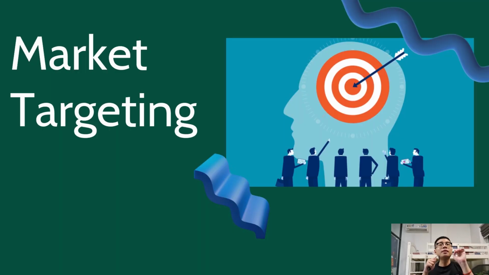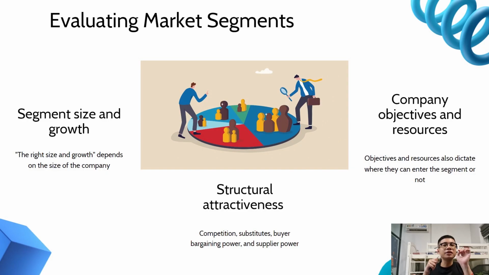Hi, so this will be the step for market targeting. A company must evaluate the market segments based on 3 factors: segment size and growth, structural attractiveness, and company objectives and resources. The right size and growth depends on the company, as larger and faster growing segments may not be suitable for smaller companies because they simply lack the skills and the resources.